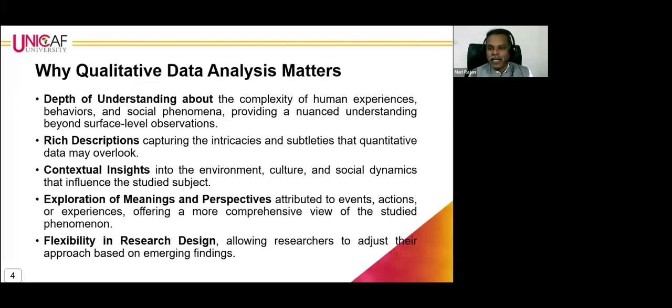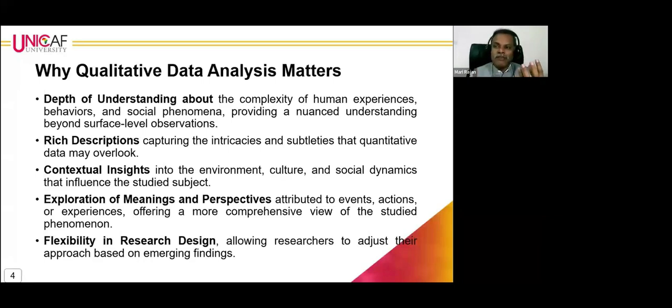It includes environmental context, culture, social dynamics that influence the study subject. You can get various dimensions through qualitative data analysis. Then it will also explore the meaning and perspectives, because most of the qualitative data are derived from certain events, actions, and experiences. These events, actions, and individual experiences most of the time offer a more comprehensive view of the studied phenomena.